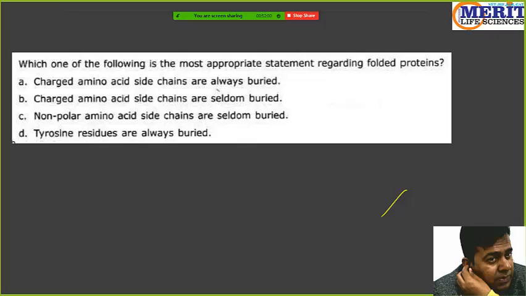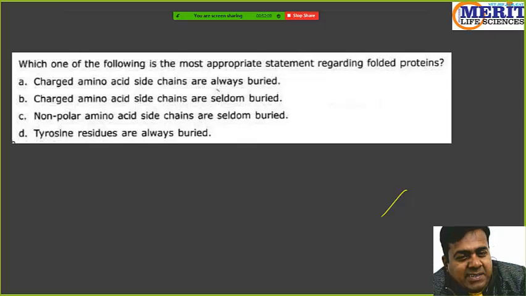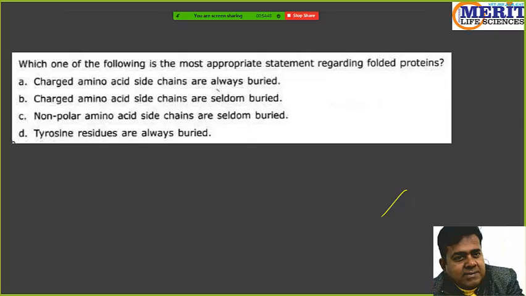He is saying, the question is saying most appropriate, means all the options are correct. Right? One option is there which is the most non-polar in the central. So non-polar means the side chains are seldom buried. How could it be correct? Can you tell me?